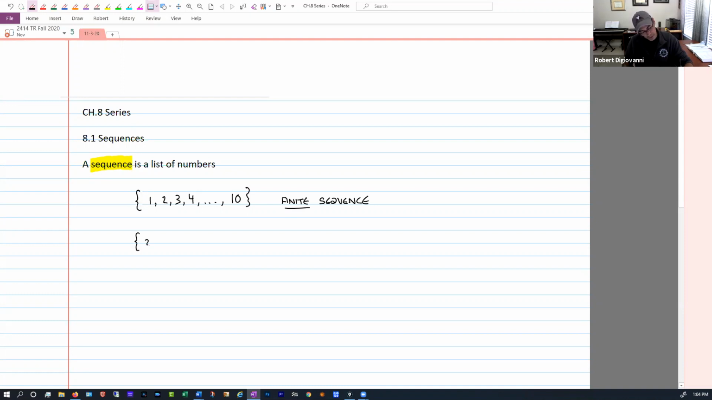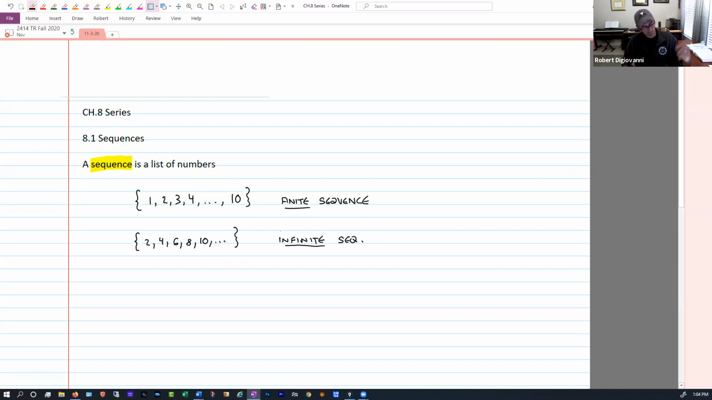Now you could also have an infinite sequence that would look like this. Let me give you a different example: 2, 4, 6, 8, 10, dot, dot, dot, and close it. The dot, dot, dot here means that it keeps going forever. So this would be an example of an infinite sequence. That makes sense? It's pretty basic there. You either have a finite list of numbers or an infinite list of numbers.